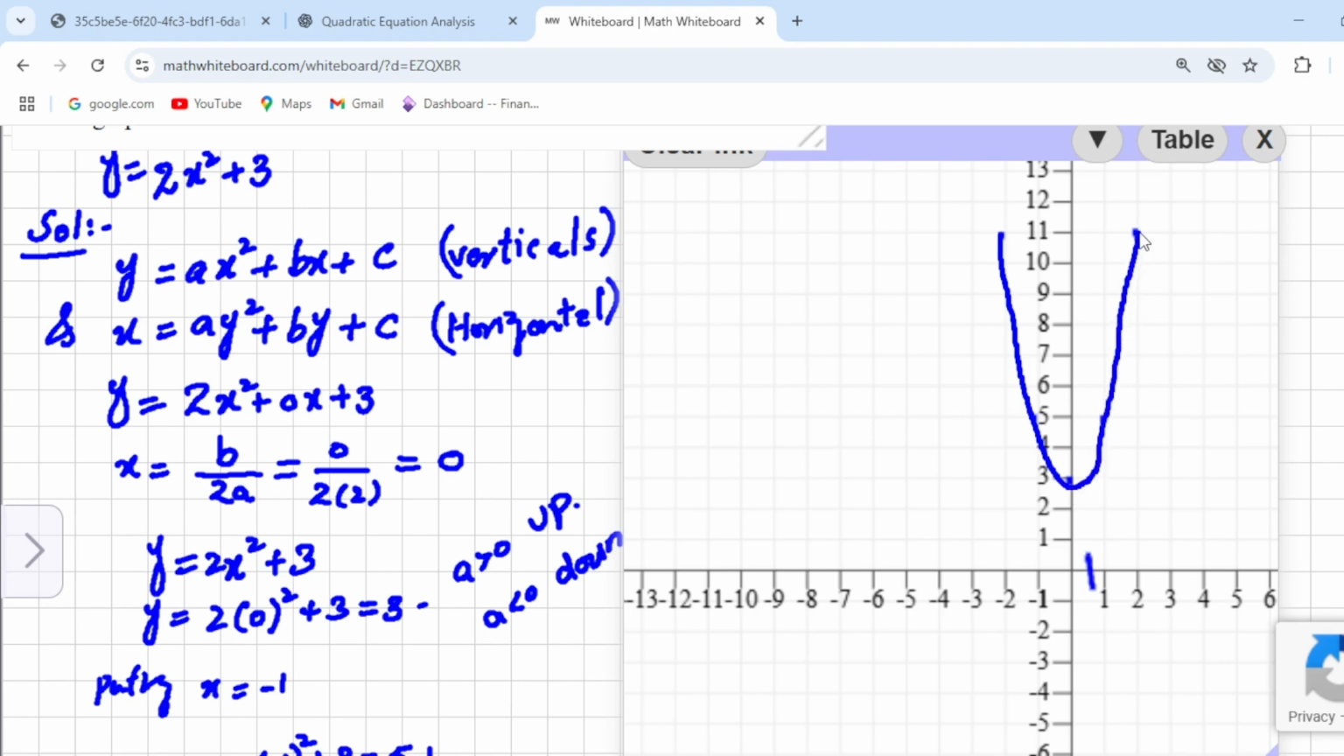Diagram. So this is the graph of that parabola, on which we have the vertex here, the vertex is (0, 3). These are the 2 points, that is (1, 5). This point was (1, 5), and this point was (2, 11). Similarly, this point is (-2, 11), and this point is (-1, 5). So this is the graph of the parabola.